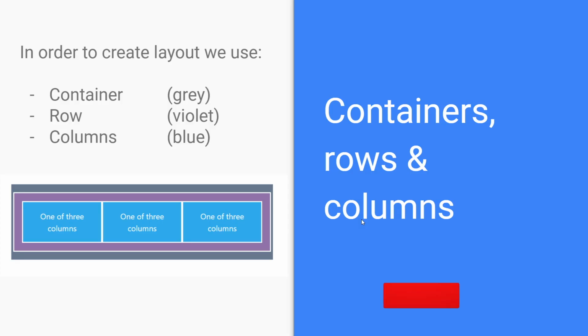Now, in a nutshell, how it works: it uses three main components. So it uses containers, rows, and columns. Within containers, we put rows, the violet one, and then inside the rows, we put a column or multiple columns.